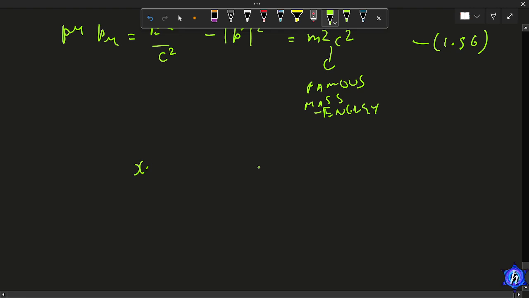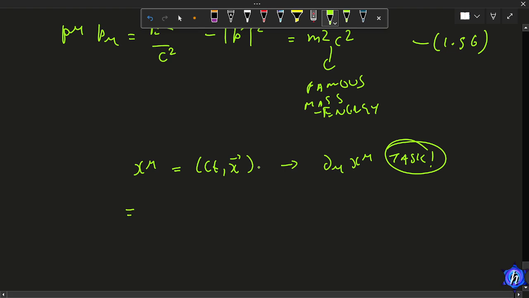Let's say x mu upstairs is ct, x vector. Our task will be to calculate dou mu x mu. Oh my god, my handwriting. x mu. This is our task. Simple three line calculation. Simple three line.